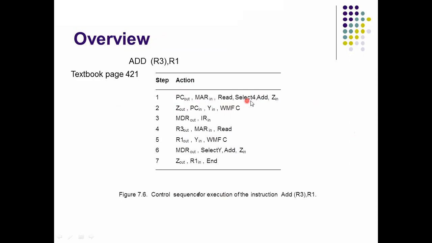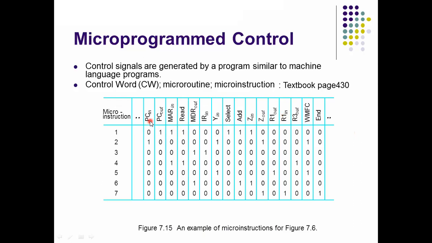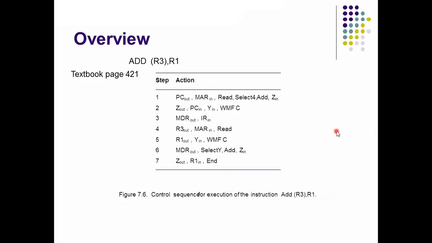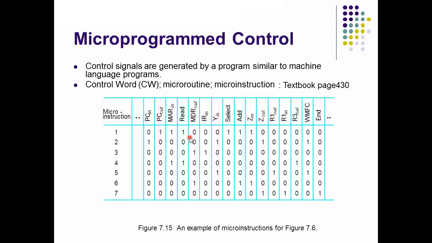here, step one. In step one: PC out, MAR in, read, select for, add, Z in. So see the first control word: PC out, that is one; MAR in, that is one; read, one; MDR out, that is not there in step one. Okay, in step one, MDR out is not there. That's why that will be taken as 0. IR in is also not there, 0. Select is there, 1. Add is there, 1. Z in is there, 1.